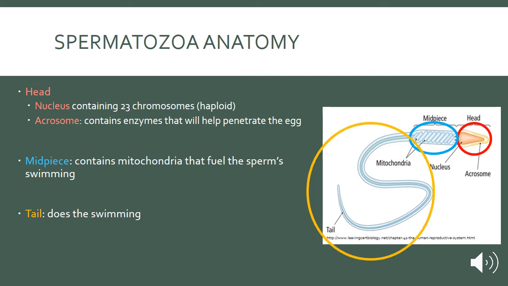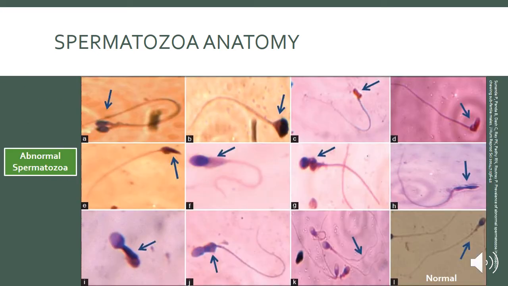rest is the tail. Now, sperm can be abnormal in any of a number of very interesting ways. They can have multiple heads, multiple tails, they can be abnormally structured, they can swim in circles, and if you're interested in the abnormalities of sperm, you should definitely have a look at a lot of the infertility resources. They'll give you an idea of what's considered normal versus abnormal for sperm.